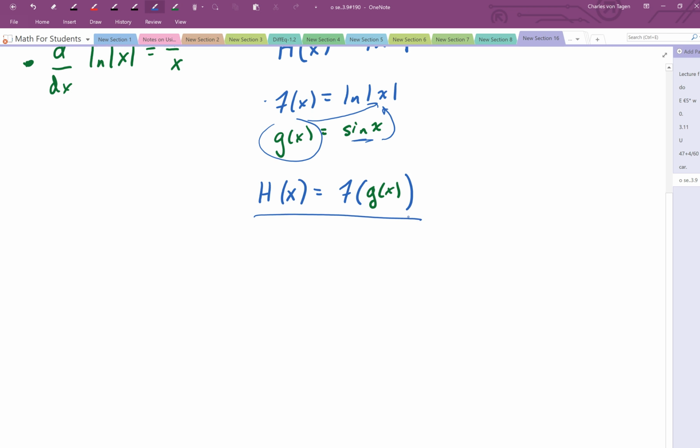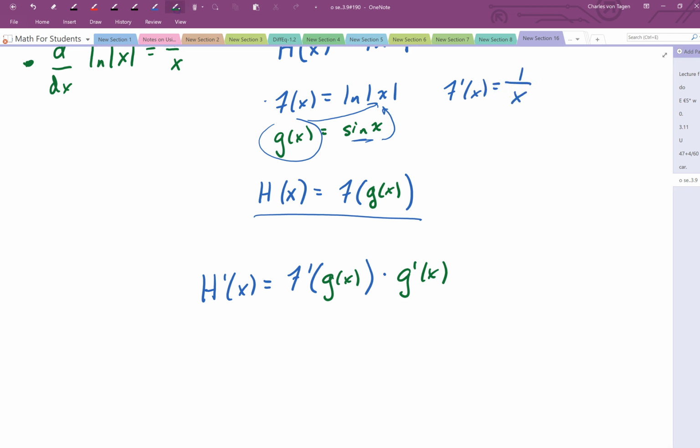Well, how do we work the chain rule? Well, remember that we said to take the derivative of a nested function, you first take the derivative of the outside function, leaving the inside function alone, and then multiply that by the derivative of the inside function. Okay. So if we go back up here, we said that f of x was the natural log of x, so that means that f prime of x would be 1 over x. And we said g of x was the sine of x, so that would mean that g prime of x is equal to the cosine of x.